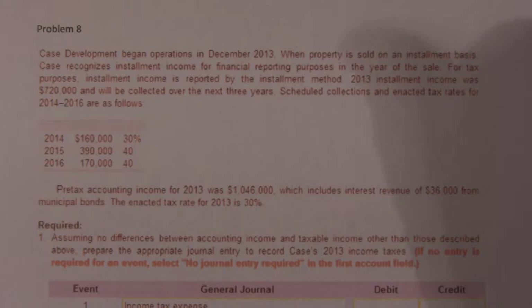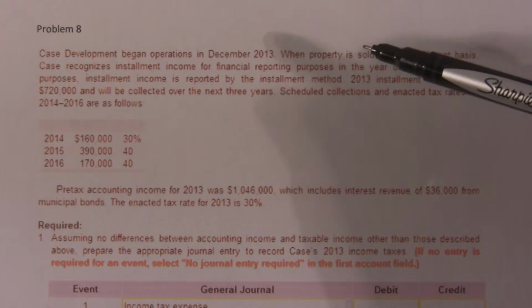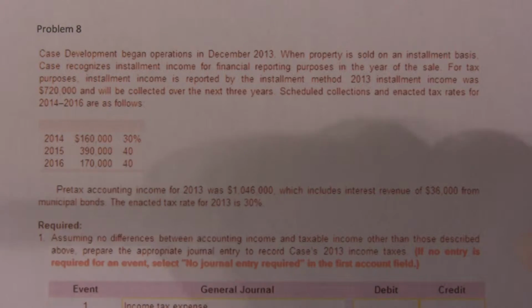Okay, let's take a look at what they have here. This company began operations in 13. Property sold on installment basis. They recognized the income for financial purposes in the year of the sale. For tax purposes, it's recognized over the period of collection.